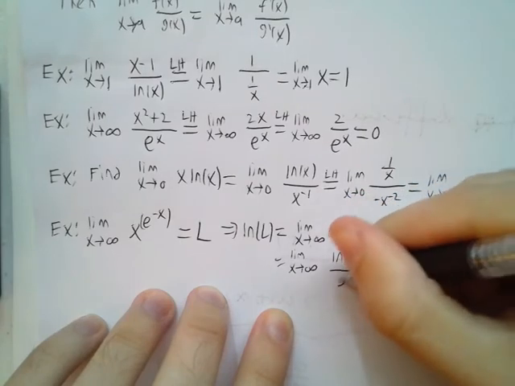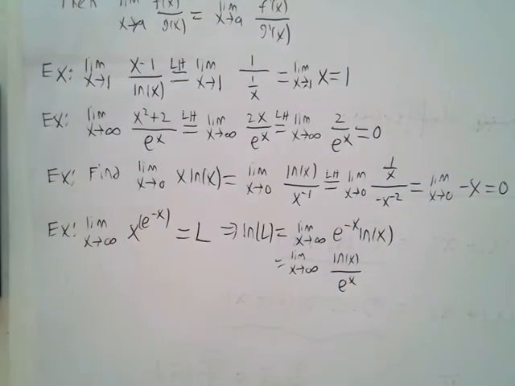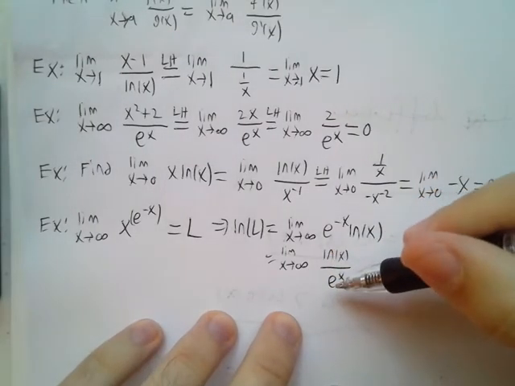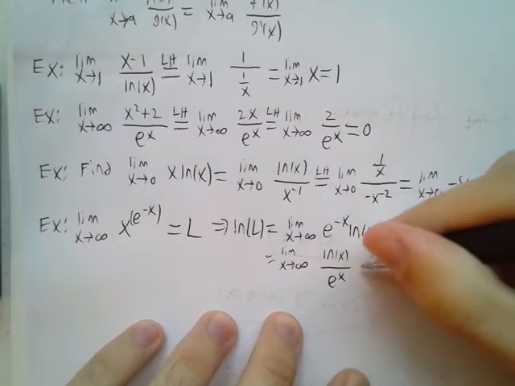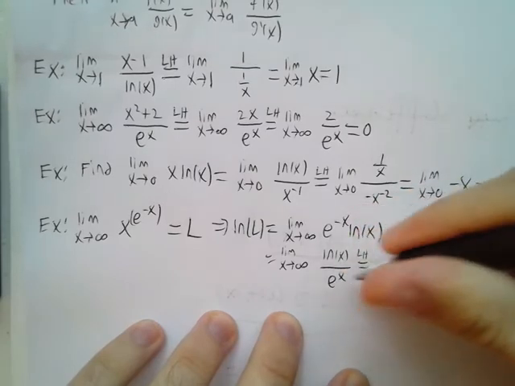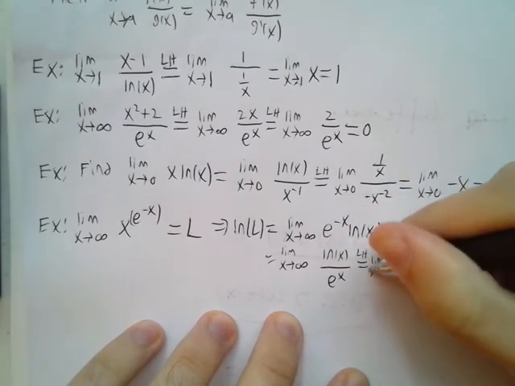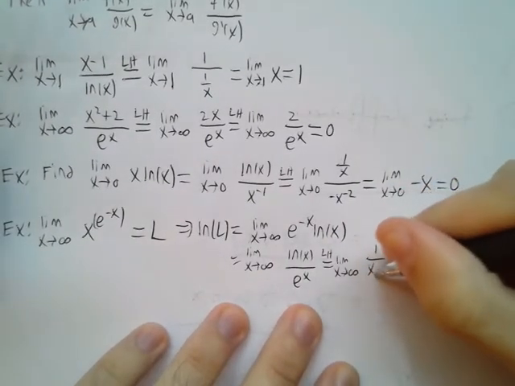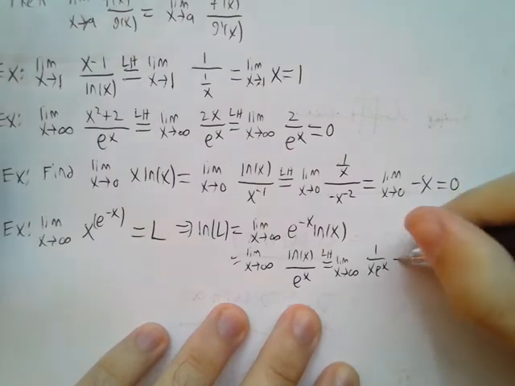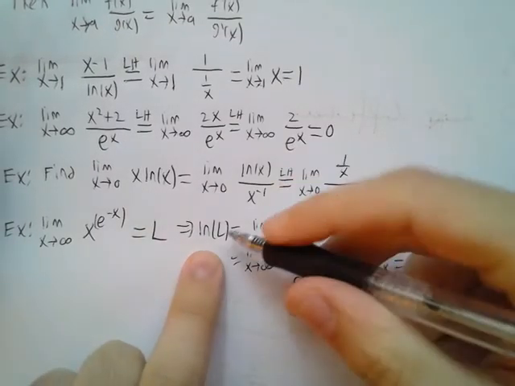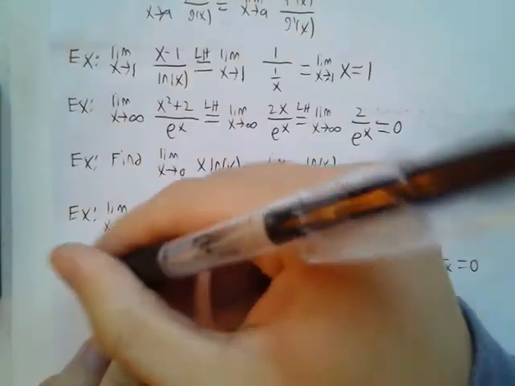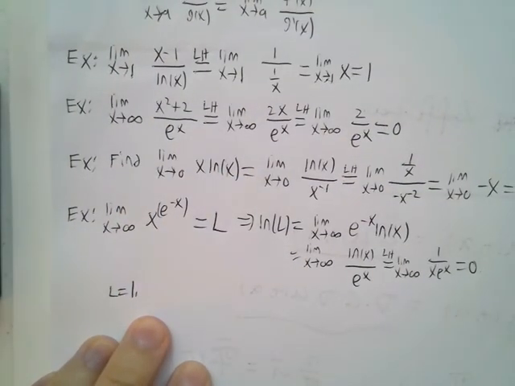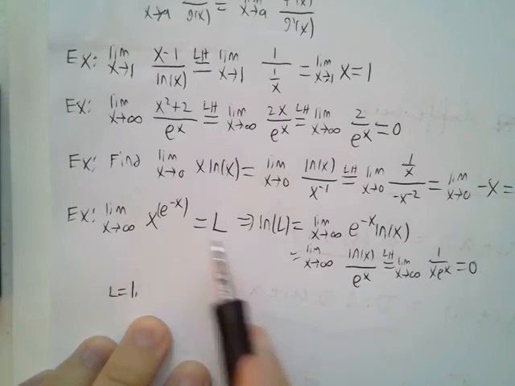And so now, as x goes to infinity, both numerator and denominator approach infinity. So we can apply L'Hopital's rule. We'll get limit as x goes to infinity of 1 over x e to the x. And this is, of course, equal to 0. So that means log of L is equal to 0. So it must be the case that L is equal to 1. So we can find this limit indirectly by first finding the log of the limit. So that's another trick you'll sometimes see.